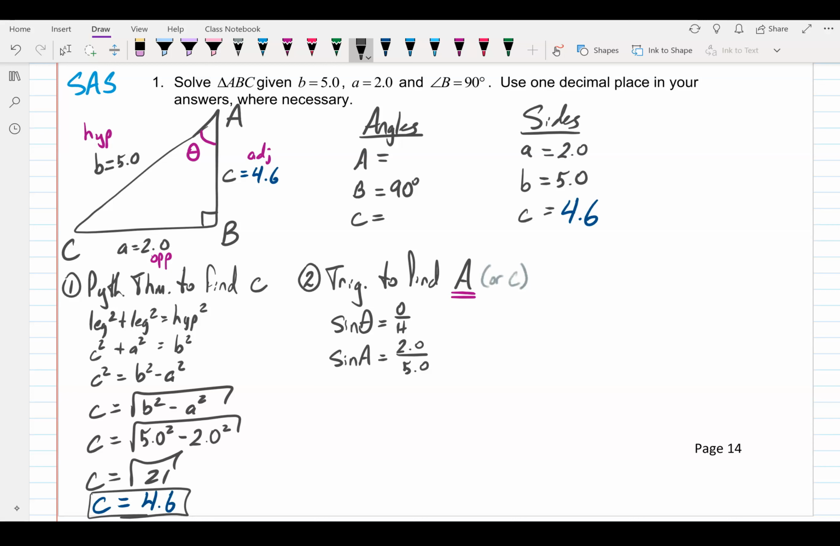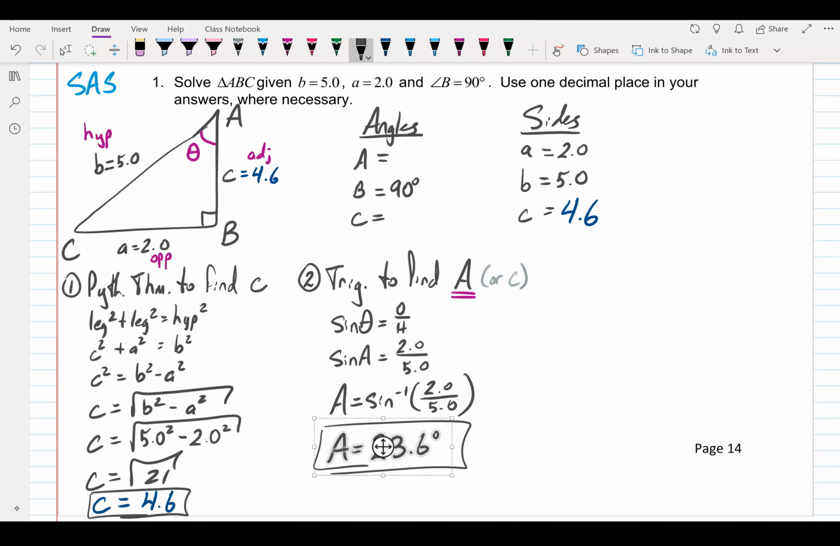We just finished working on this. Get the inverse. Sine inverse of 2.0 over 5.0. Calculate that on your calculator. You'll get that A is equal to 23.6 degrees. And once again, I'm going to color code this. That is our angle A is 23.6. I'm not going to add it to my diagram because it would muddy it up, but I'll write it here just so you see. It would go there. Okay, that's where it would go.